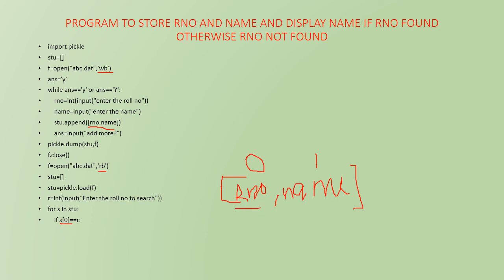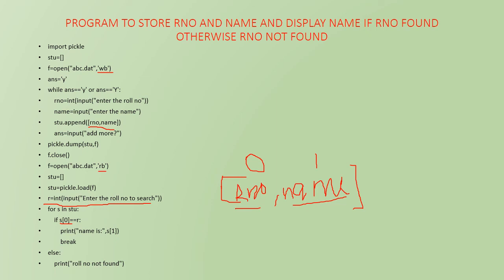Okay, s of 0 equal to r. R is the one which we have given for searching, the roll number to be searched. Next, if the roll number is present, what will we do? We will print s of 1. What is s of 1? It is the name. So we will print it and break, that means if the name is there, we display it and come out of the loop. And otherwise we wanted to say that the roll number is not found.